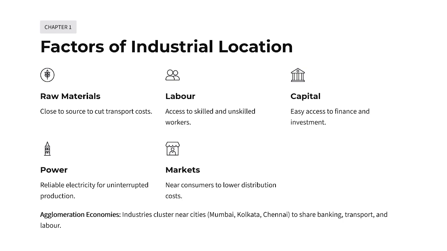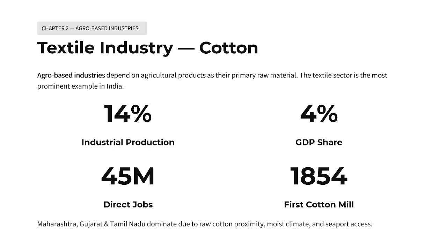Then one more thing, agglomeration economies, that is industry clusters near cities, like SEZs, special economic zones. They are there in Mumbai, Kolkata, Chennai, providing banking, transport, and labor. These are called agglomeration economies. Then we'll go to the next slide.